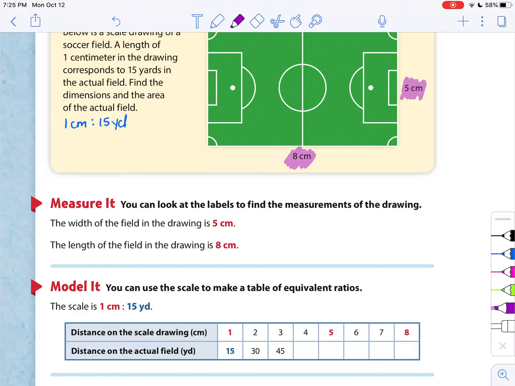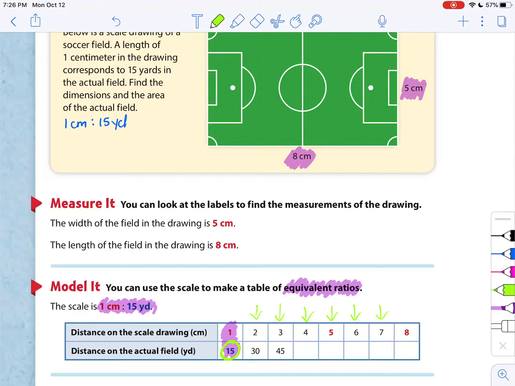And we can model it with a table of equivalent ratios. And we're going to use the scale that the problem gave us, that 1 centimeter equals 15 yards. And you can see that that is our first ratio on our table, 1 centimeter per 15 yards. We can use that to fill in the rest of our table, going from 1 to 8. Remember, we do this by taking that scale factor of 15 and multiplying it by each one of the numbers in our table.